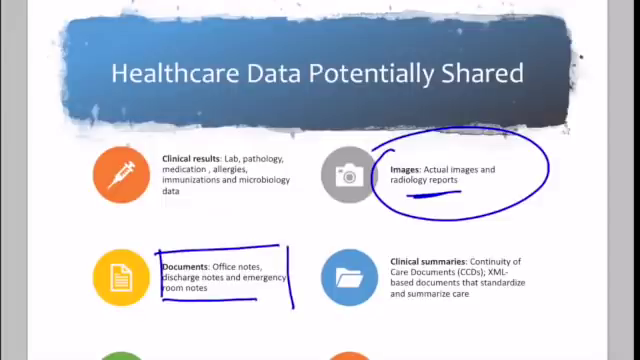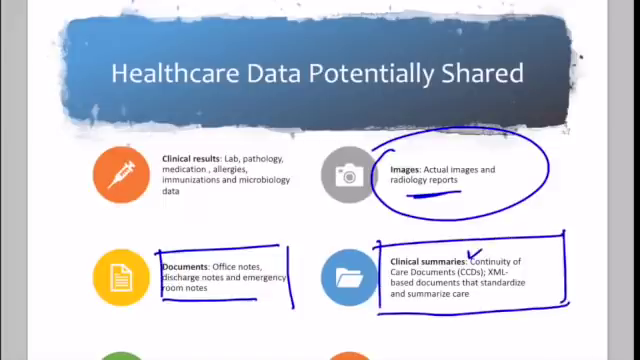In general, the continuity of care document, CCD, describes what the patient's condition was, how the patient was treated, what the current condition of the patient is, what they are anticipating, and what medications the patient is taking. It is an XML-based document that standardizes and summarizes care. So that's part of the clinical summaries.